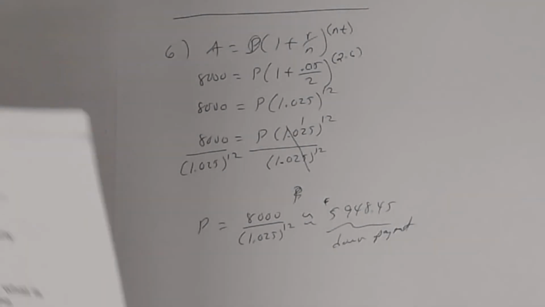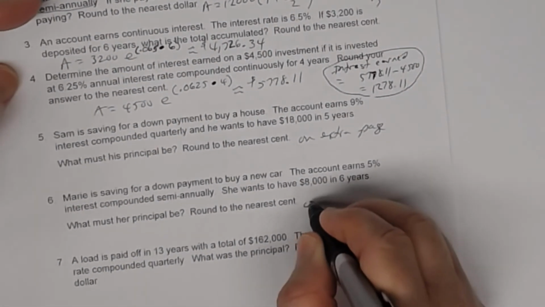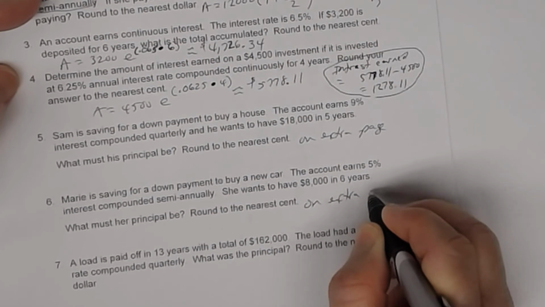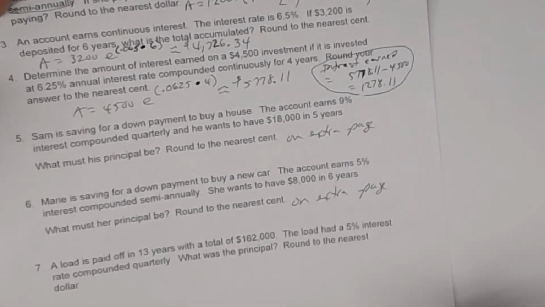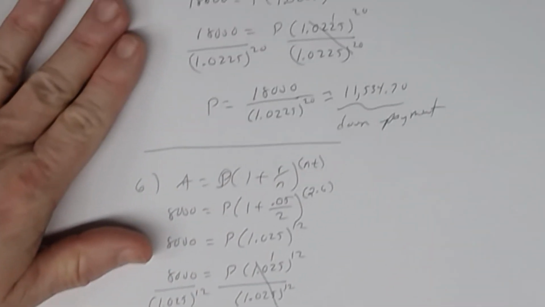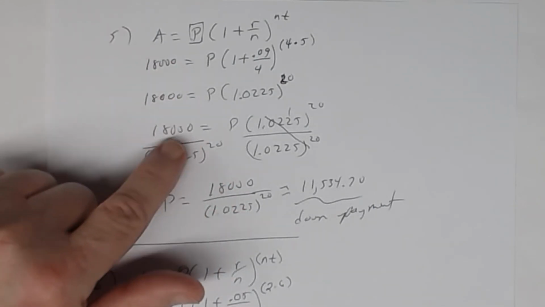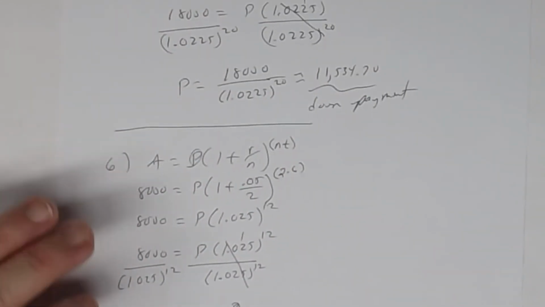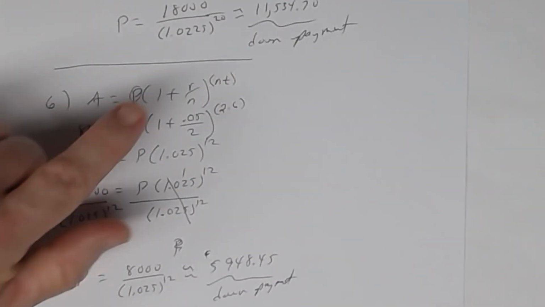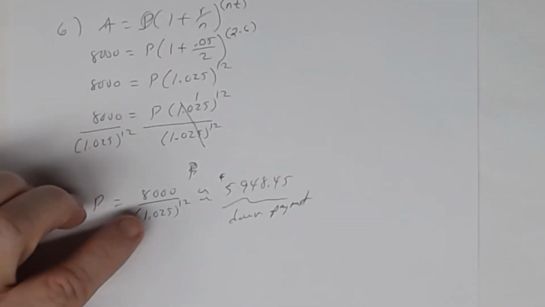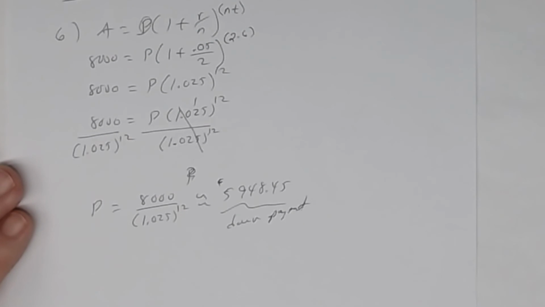All right, so that's number 6. So it's not that bad, right? It's not a difficult process, but notice the steps you have to go through when using a calculator. We've got to solve for P first with these, and then put this part here and this part here into the calculator.